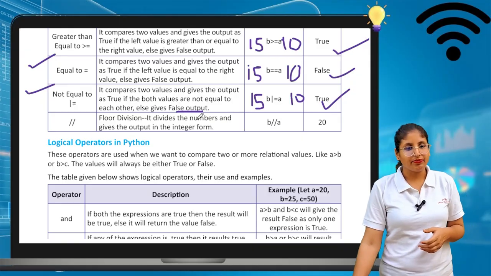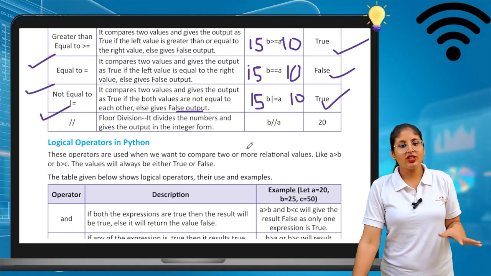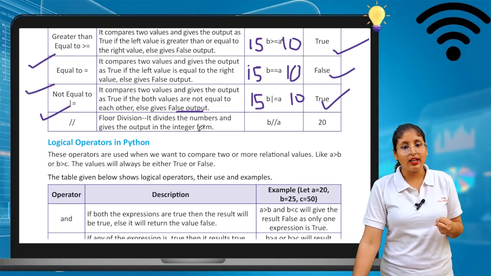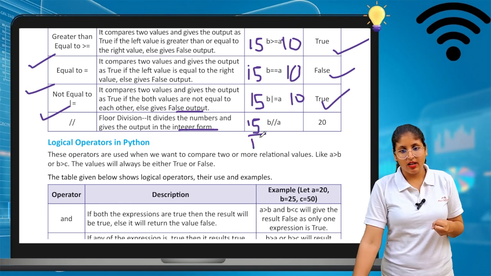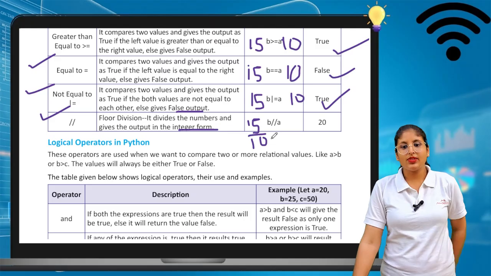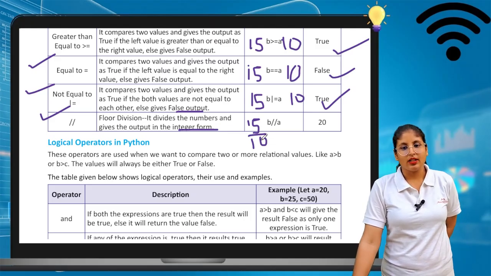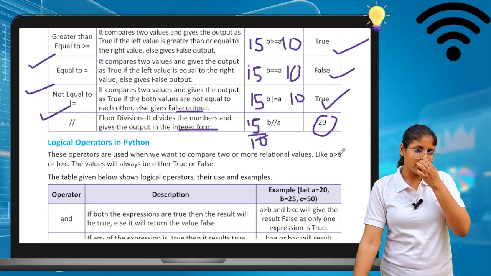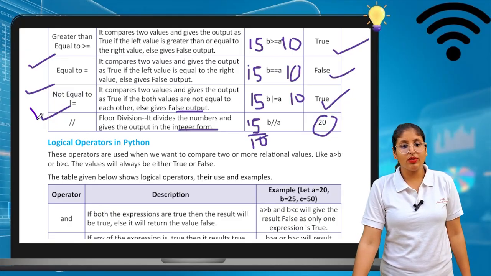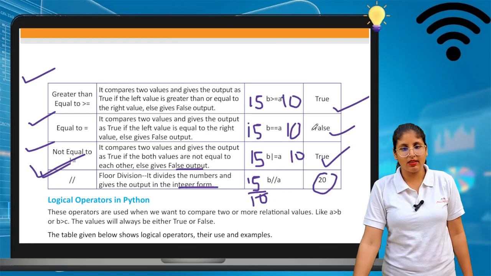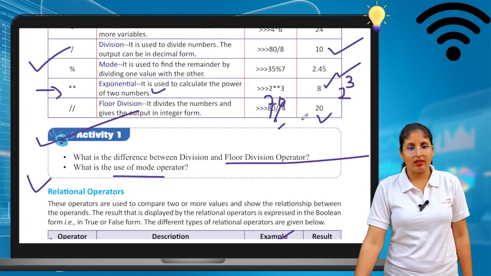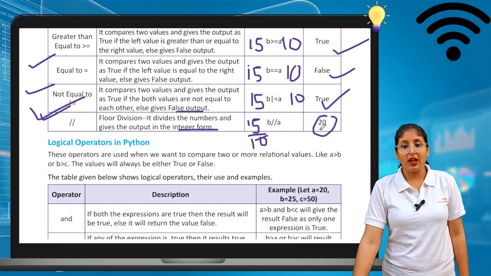Next is this sign, floor division sign. Floor division sign means it divides the number and gives the output in integer form. See, the B value is 10 and the A value is, we can say, 10. Here it gives us what? Here it gives us what? 2, 3, it gives 20. How does it give 20? Tell me why. In the floor division, the answer gives us 20. So it may be a mistake in it. Okay. So let's see.